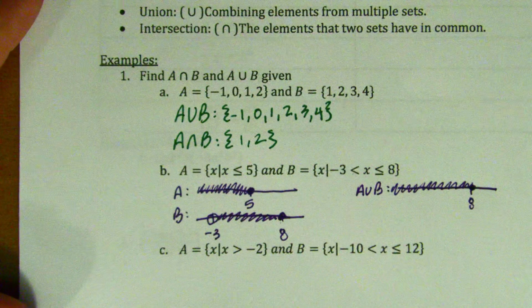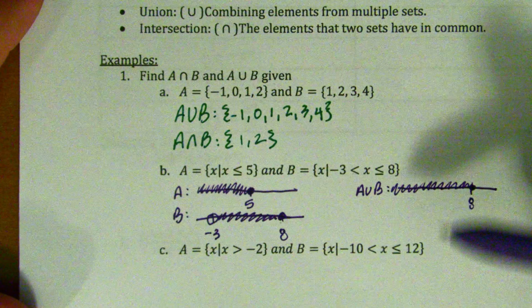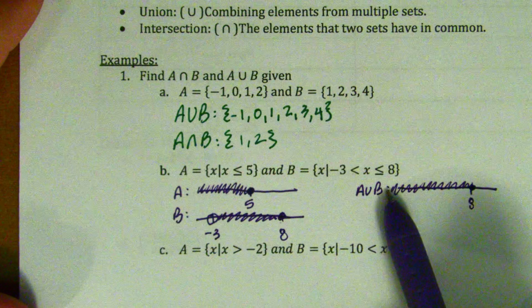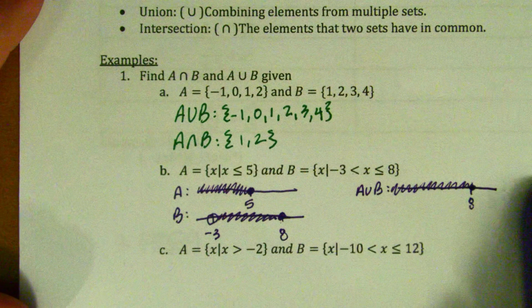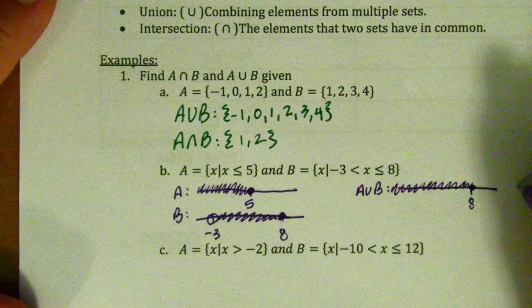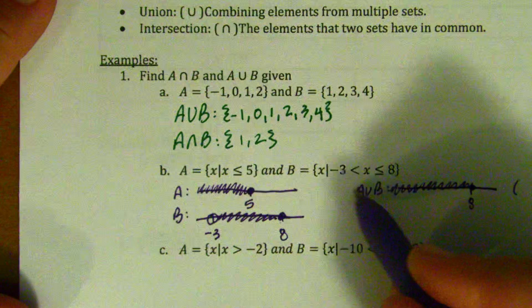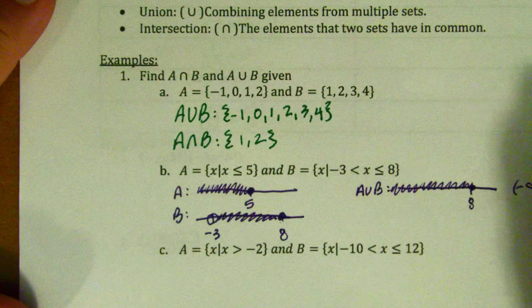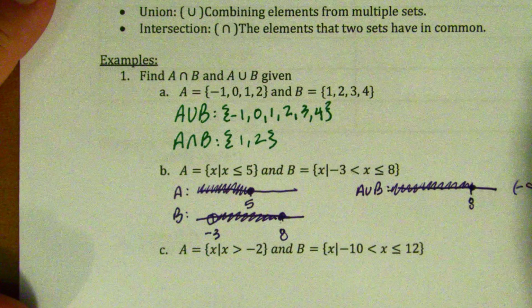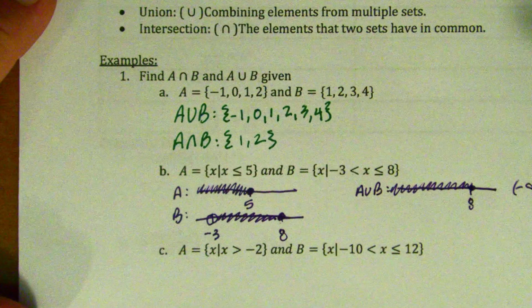Now typically we will write our answers in interval notation. If you think about this being a number line, this is -infinity all the way to +infinity. Since it goes forever and ever this way, it's -infinity all the way to 8. This is a closed dot, so we will use a bracket.